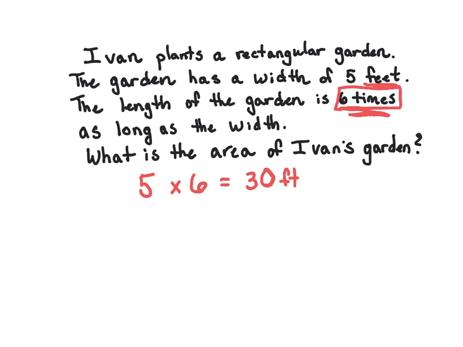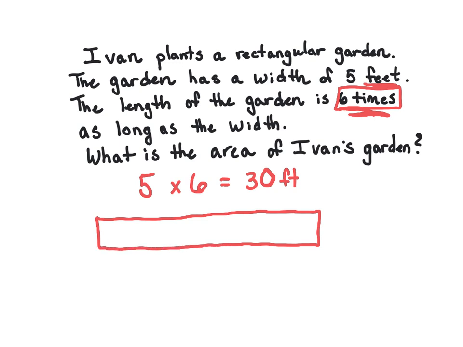So now we can make a rectangle. One side is going to be 5 feet. And now we found the 6 times as long as the width, which is 30 feet. We found our length. And now we can solve it. We know that we have our formula, which is area equals length times width. And now we need to find the product of our two factors, which are 5 and 30.